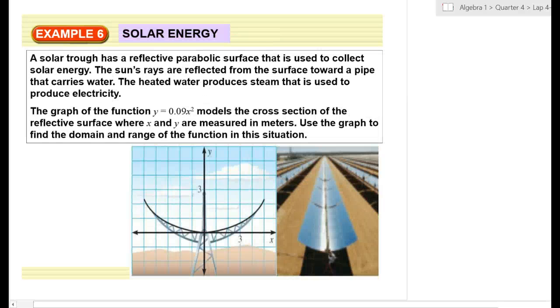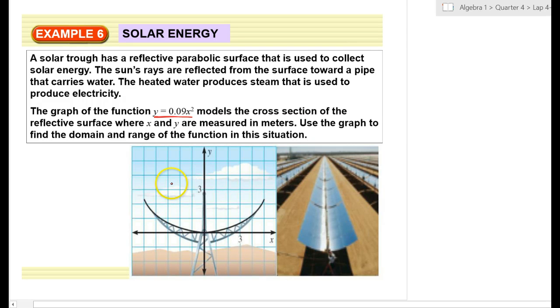And our last problem. For my last problem, we have this solar energy. So a solar trough has a reflected parabolic surface used to collect solar energy. The rays are reflected from the surface toward a pipe that carries the water. The heated water produces steam that makes electricity. So the graph of the function, here's the function, models a cross-section where x and y are meters. All we're doing is using the graph to find the domain and range.